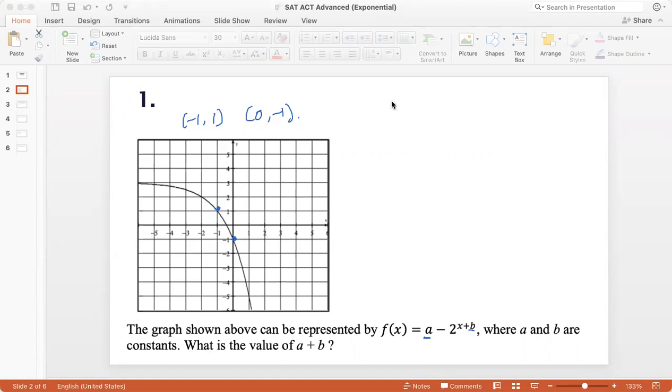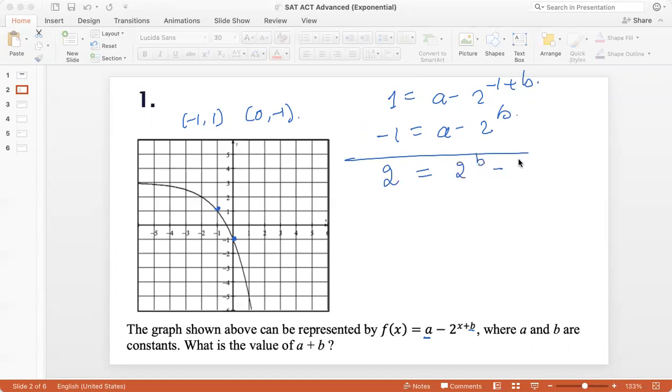When f(x) is 1, a − 2^(−1+b). And when f(x) is −1, a − 2^b. That's just what it is, right? And if I subtract these two, then I get 2 here. The a part gets cancelled and I get 2^b − 2^(b−1), which I write as 2^b − 2^(b−1).